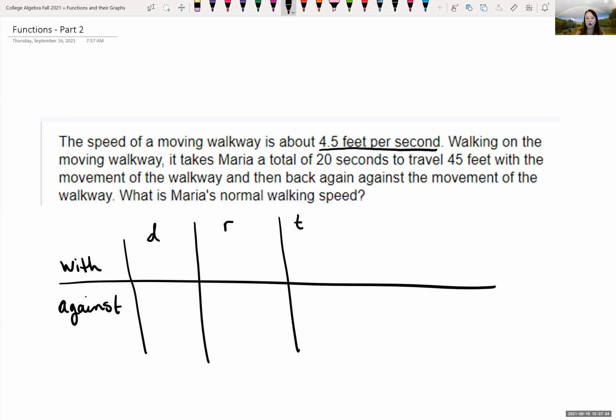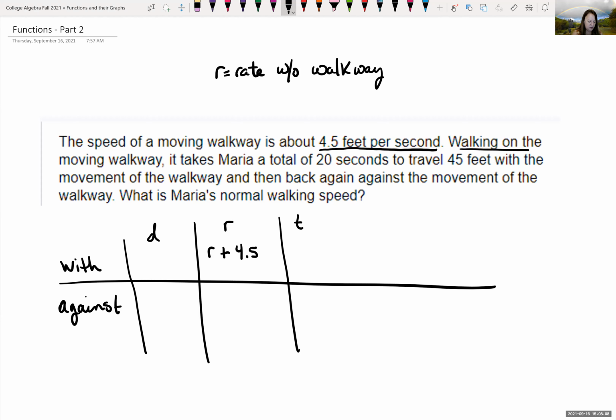And so if we're going with the walkway, we're getting our speed of our walk plus the 4.5 feet per second, it's going to increase how fast we're walking. And so maybe let's say that R is the rate of walking without the walkway. And so with the walkway, we would have this R plus 4.5.